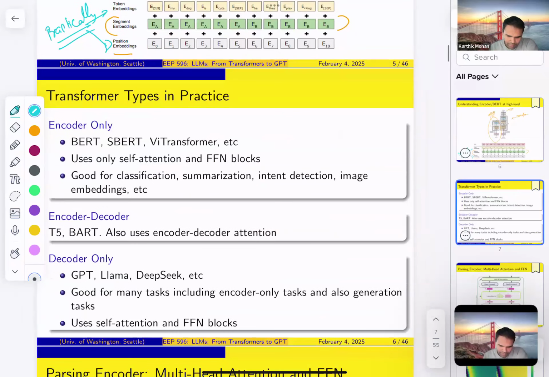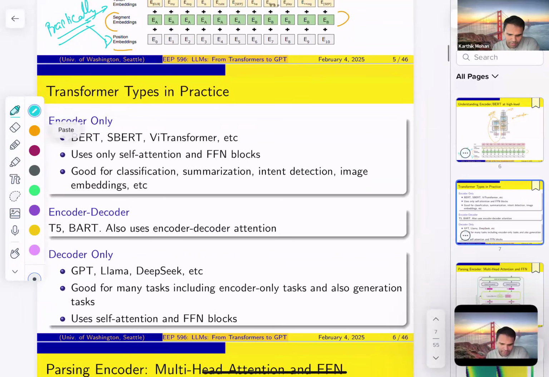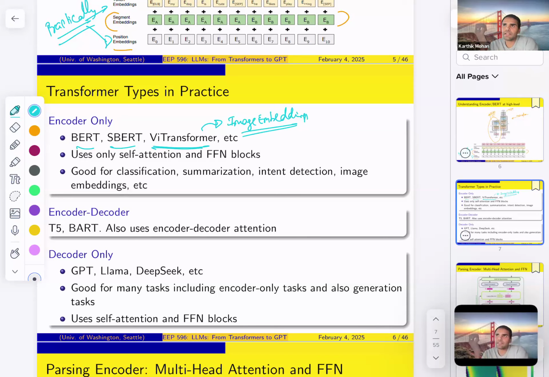In practice, there are three types of transformer applications. One is encoder only, which is the left side of this graph, and some applications are BERT, SBERT (sentence BERT), and ViT (vision transformer) as well, where you get image embeddings through a BERT-like transformer. You can pass in image chunks as inputs as tokens. Remember that with sentences, words or subwords are tokens. For images, image chunks are tokens, so they're like visual tokens.